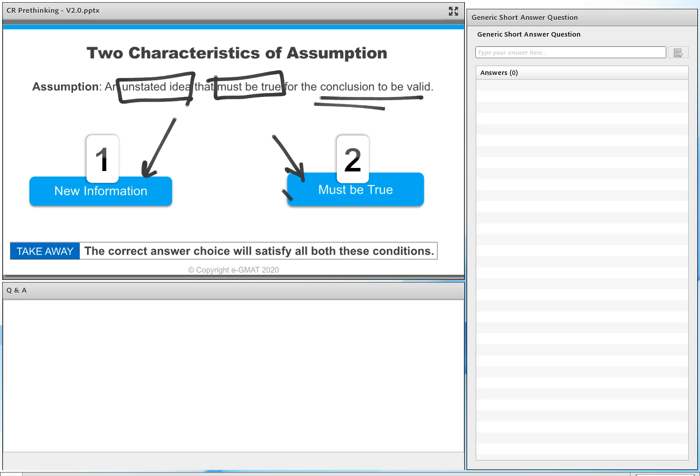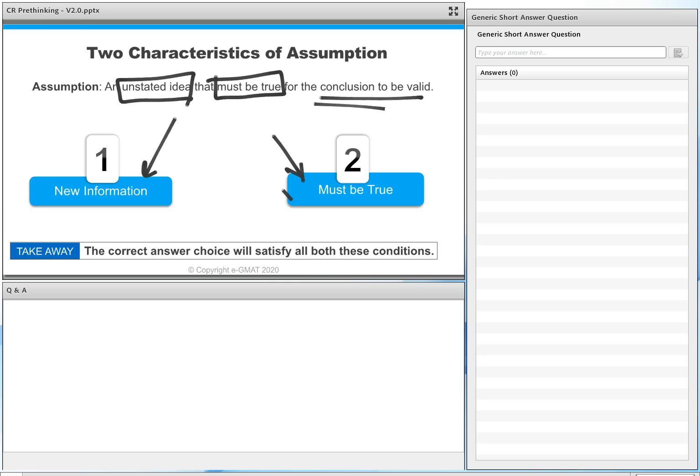Now, this is the second piece. I want you to write down three things. The first thing was what is pre-thinking. The second thing that I want you to write down is this definition of an assumption. It's an unstated idea that must be true for the conclusion to be valid. And the third thing that I want you to write down, which I'll tell you in about 15 minutes, is the pre-thinking question or the falsification question over here.